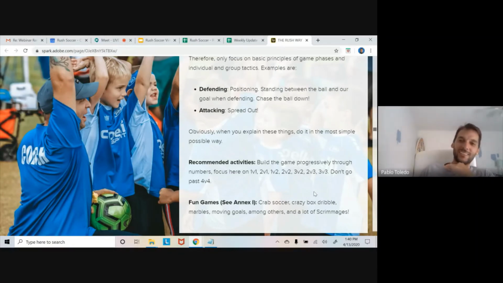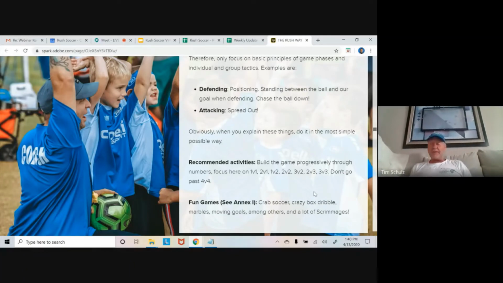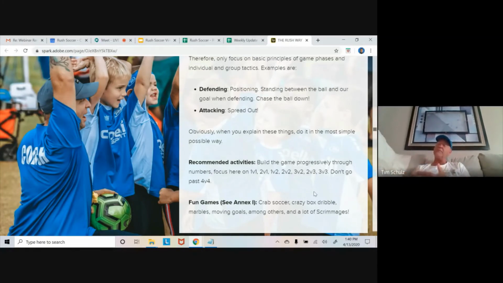Maybe get the ball in play quickly, because I coached this age group 5, 6, 7 years ago. The ball goes out of bounds, and that's a tactic: set it down and play. Let's get the ball back in play. Let's go again.